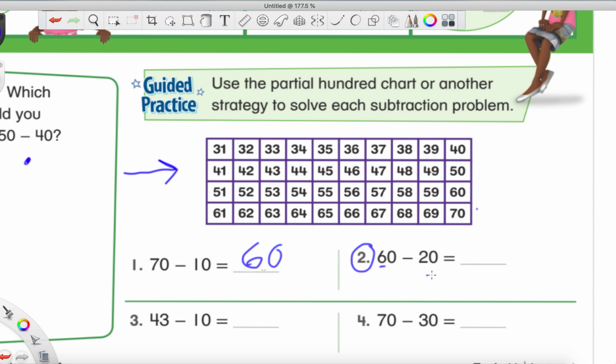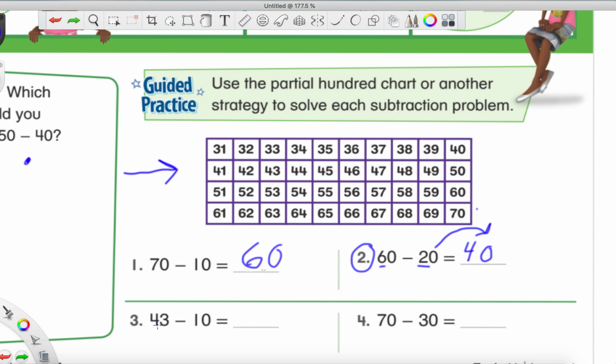So we have 60 minus 20. If we want to do some mental math, you can just do 6 minus 2, and you get 4, and you bring the 0 on over, right? And you have 40. If you wanted to use the 100 chart, you find 60, and you take away 20, so you can count by tens as you jump up. 10, 20, and you still get 40. You see, either way, we got 40 as our answer.